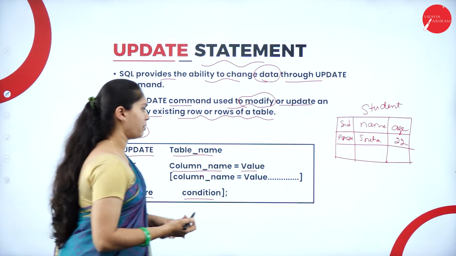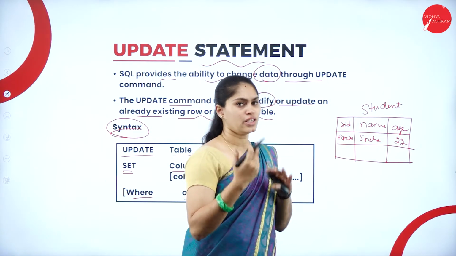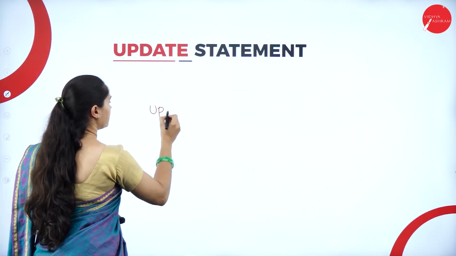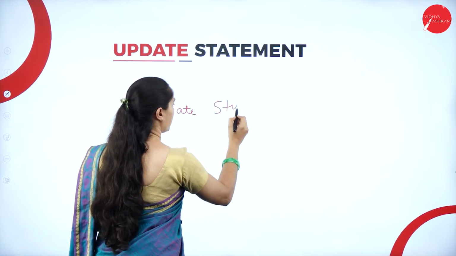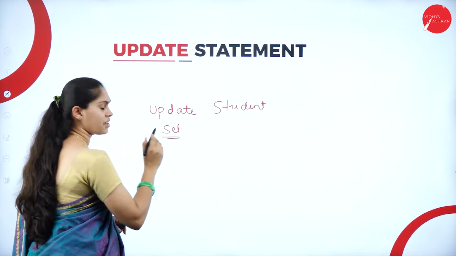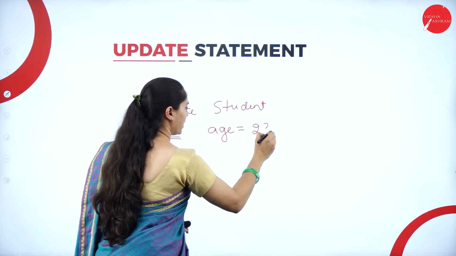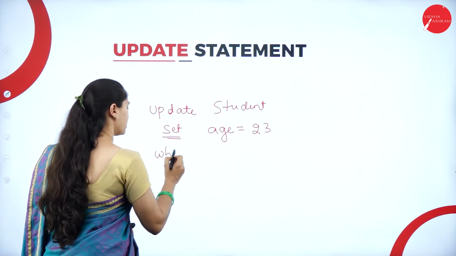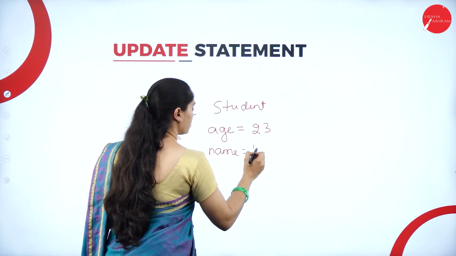Let me show you how it will work. As I told earlier, I wanted to change the age from 22 to 23. How will it be? We'll see now. Let me consider UPDATE. What is the name of the table? Student. SET, which is the keyword. What is the attribute name? Age is equal to 23. It was 22, now I wanted to make it 23. WHERE, let me consider the condition where name is equal to Sneha.